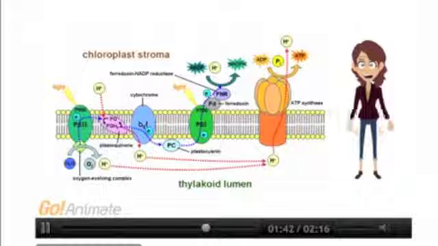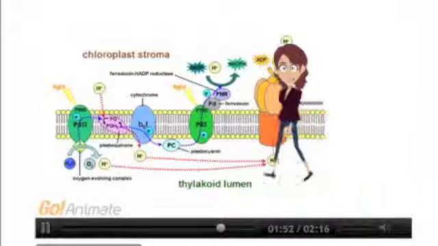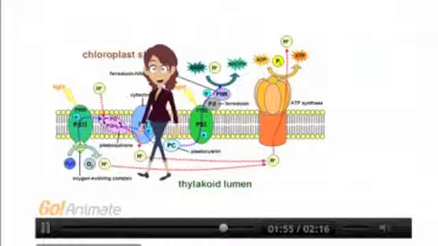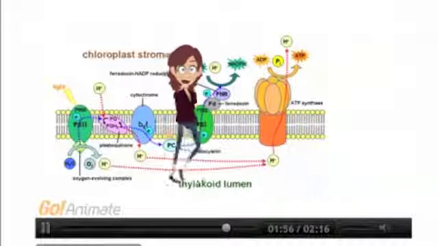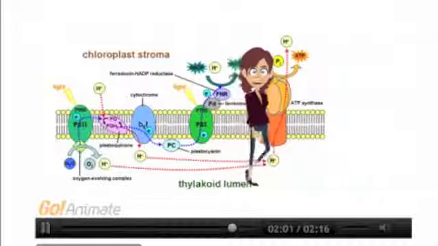Light dependence occurs in the thylakoid of the chloroplast. The thylakoid membrane contains electron chains and ATP synthase in the membrane. This teal-colored protein is called photosystem II. This lighter green-colored protein is called photosystem I. Isn't that ironic? Ha ha.